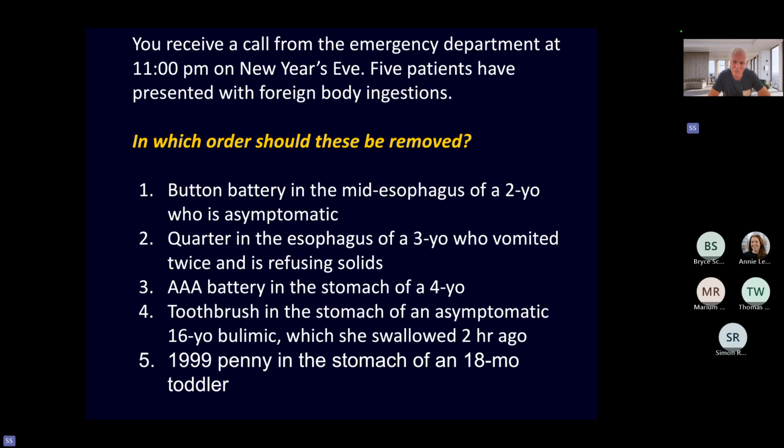Hey guys, these are the answers, all right? Number 1 is the button battery in the mid-esophagus of a 2-year-old who's asymptomatic. Number 2 is a quarter in the esophagus of a 3-year-old who vomited twice and is refusing solids. Number 3 is the AAA battery in the stomach of a 4-year-old. Number 4 is a toothbrush in the stomach of an asymptomatic 16-year-old bulimic, which he swallowed 2 hours ago. And the last one, which you hopefully will never have to take out, is a penny in the stomach of an 18-month-old toddler.